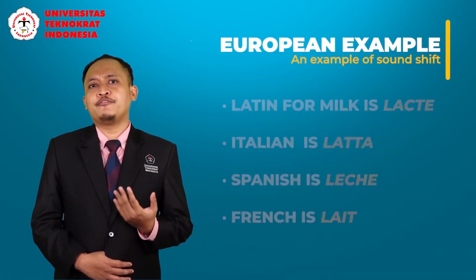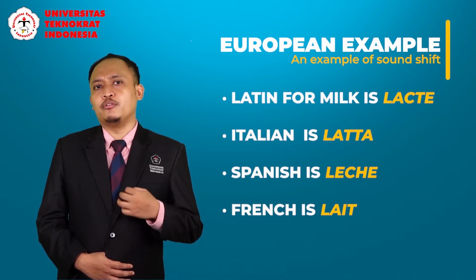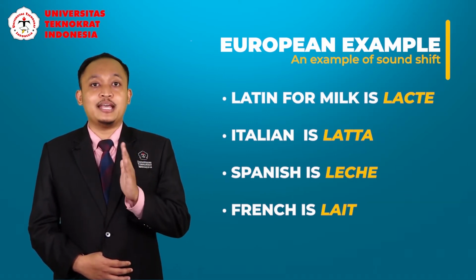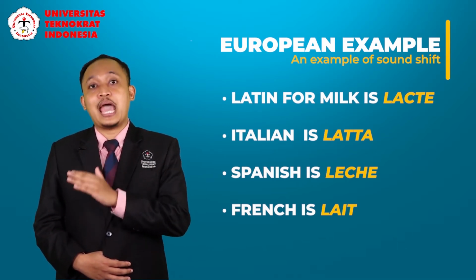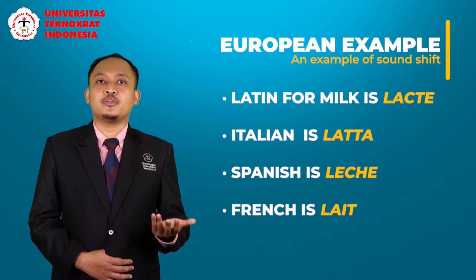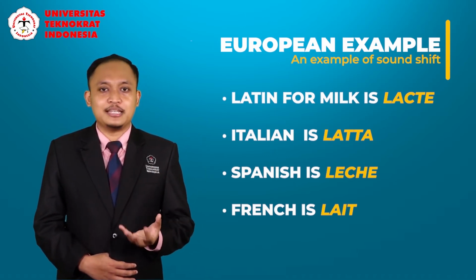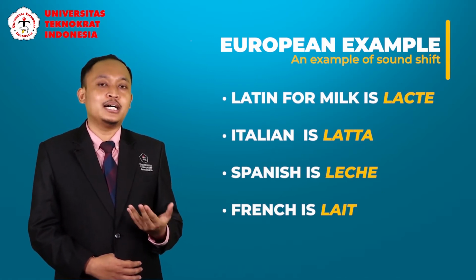So we can see that the bigger example is how language can create variety on many levels, and that variety later is also called a new language. Let's look at an example in European languages. We have the word milk in Latin, Italian, Spanish, and French. For Latin, milk is lacte, L-A-C-T-E. In Italian, it's latte, L-A-T-T-E. Spanish is leche, L-E-C-H-E. And in French, it's lait, L-A-I-T. So it's quite similar, right? It seems to come from similar sounds.